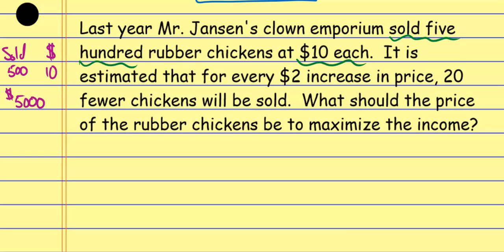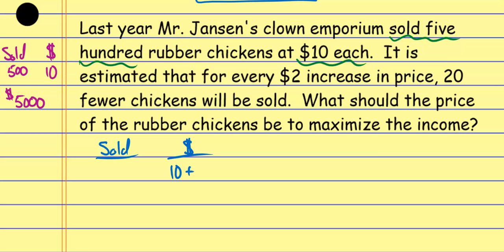How do we find income? Well, it's the number sold times the price. But now I'm changing the number sold and I'm changing the price. So let's talk about the new number sold and let's talk about the new price. Okay? And so this is from a perspective of changing the price. So let's talk about the price first. It says that it's estimated for every $2 increase in price. So the price was $10. Let's start with that. It was $10, but I want to increase the price. I'm going to add to this price. And let's think about what I'm adding to the price. Well, I'm adding $2 increments.